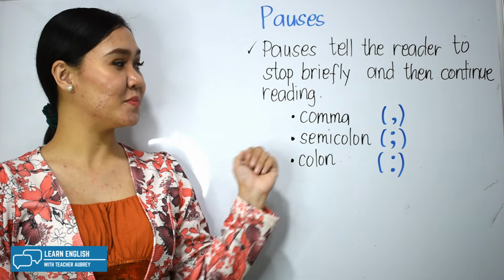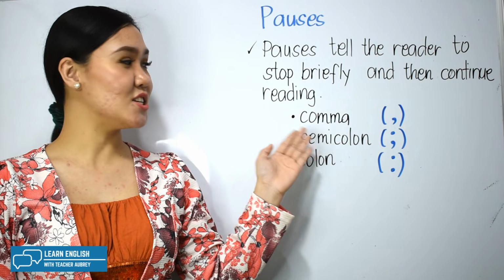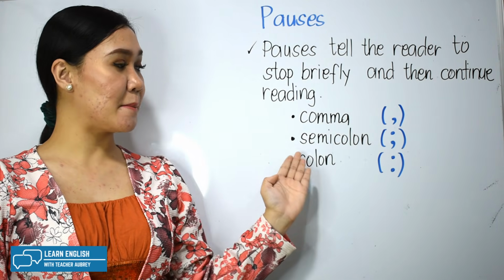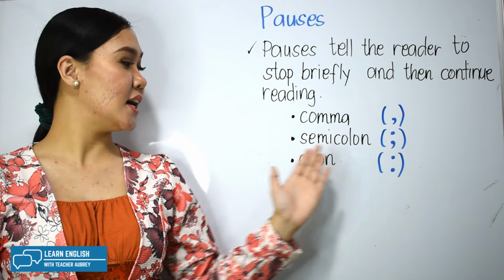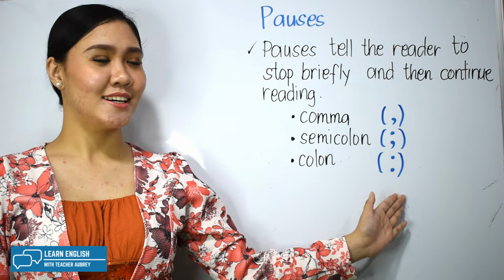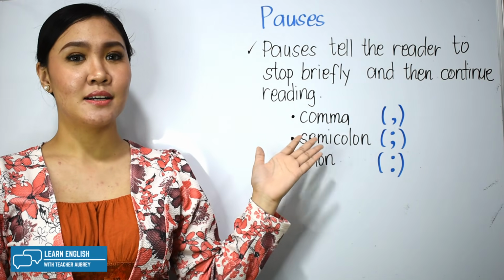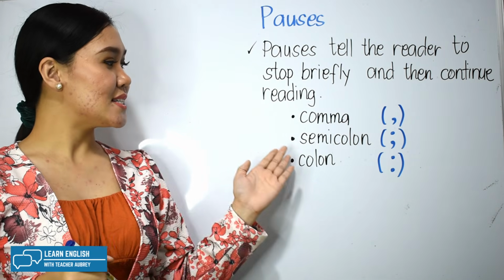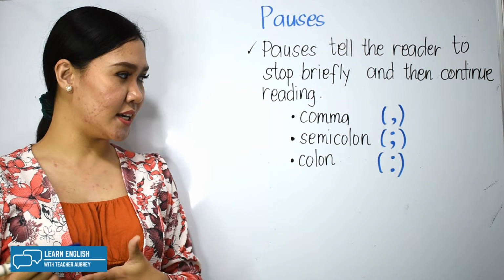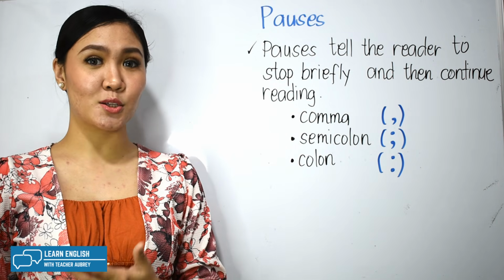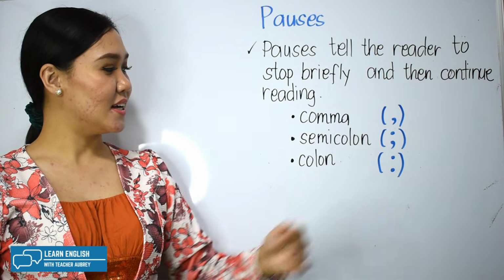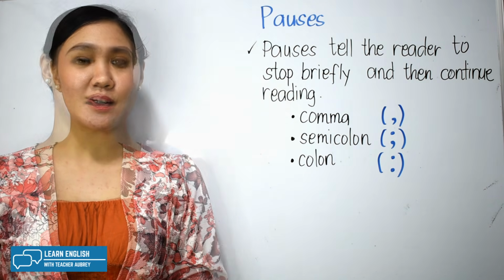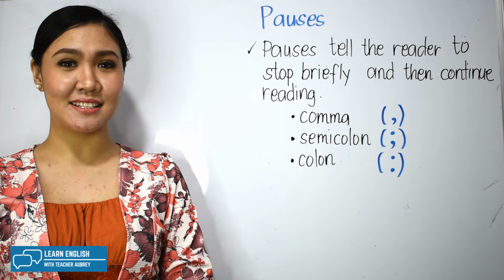Mayroon tayong comma. Hindi siya binabasa na comma. Ang basa dyan ay comma. We'll also have semicolon, and also colon. Ano ba sila sa Filipino? Comma, tinatawag sa Filipino bilang kuwit. Semicolon, ang tawag dyan sa Filipino ay tutuldok, kuwit. At ang colon naman, ang tawag dyan sa Filipino ay tutuldok. Ngayon, alamin natin isa-isa, saan nga ba natin sila ginagamit?